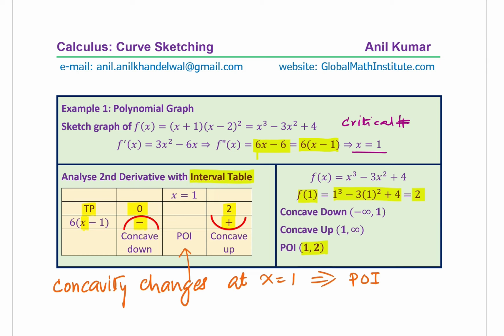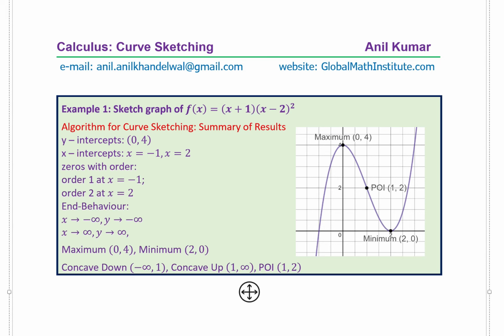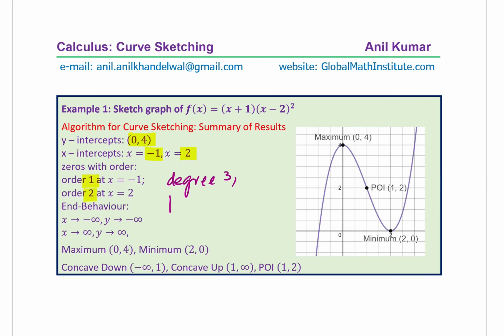Now we have all the information to graph the polynomial. It is good practice to summarize all the information and then sketch the curve. So let's recall. We got the y-intercept of (0, 4), the x-intercepts at minus 1 and 2, the zero's order being 1 for minus 1 and 2 for 2, right? End behavior: since this is a degree 3 polynomial, which is odd degree with a positive leading coefficient, that gives you the end behavior that goes from this side to that side, correct?